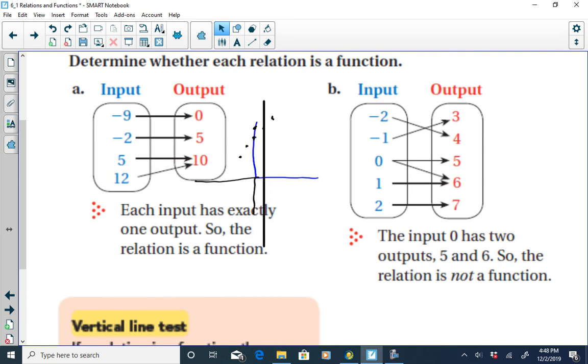Here I have 1 point on the vertical line, here I have 1 point on the vertical line. If at any point I have more than 1 point on that vertical line, it is not a function. So that would be an example of not a function. Because the input 0 has 2 outputs, 5 and 6, the relation is not a function. It fails the vertical line test. So I like using the vertical line test to show if a relation is a function, because it's very easy to do. We just take our pencil and go back and forth along the points and see if at any point there are 2 points on that vertical line.